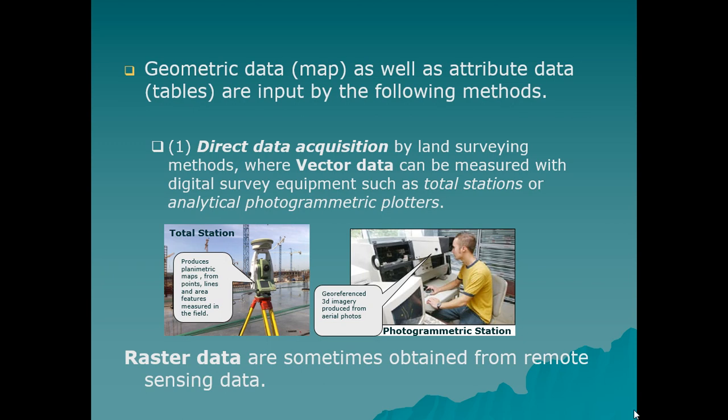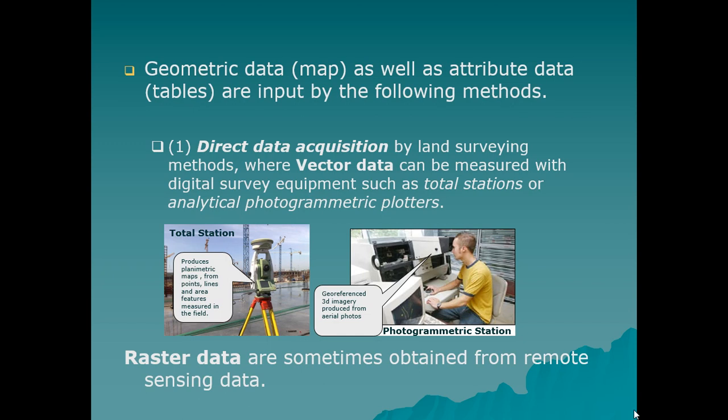Alright, now let us look at how we can acquire data, specifically geometric data. And again, when we talk about geometric data, I'm referring specifically to the map. Remember, the map would be made up of features that display or represent shapes, sizes, location, etc. So when we talk about geometry or geometric data, we are talking about the map data. So how can we acquire map data as well as attribute data?